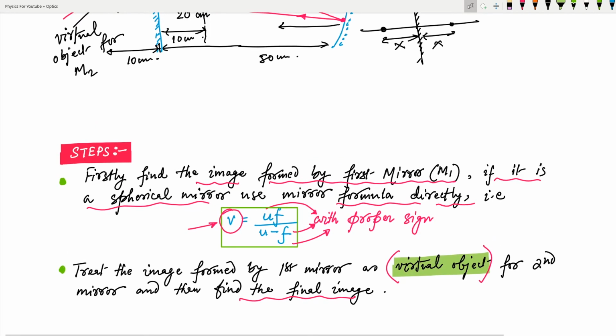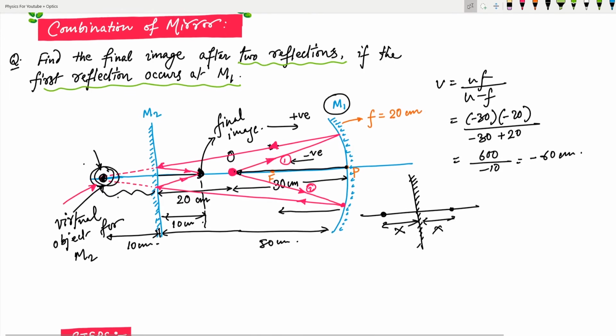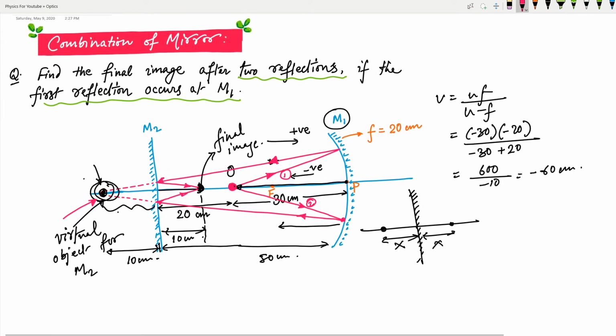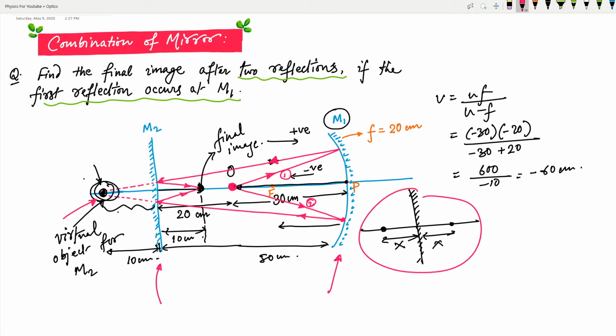Now in the first question, I have taken two mirrors, one spherical, one plane. So for the first mirror I used the mirror formula, and the second one is a plane mirror, so there's no such formula, it's simple, use this technique to get the result. But if I use two mirrors where both are spherical, then for the first mirror I use the mirror formula, and for the second mirror I need to use the mirror formula again. So I'll show you that by one example. So let's move into that.